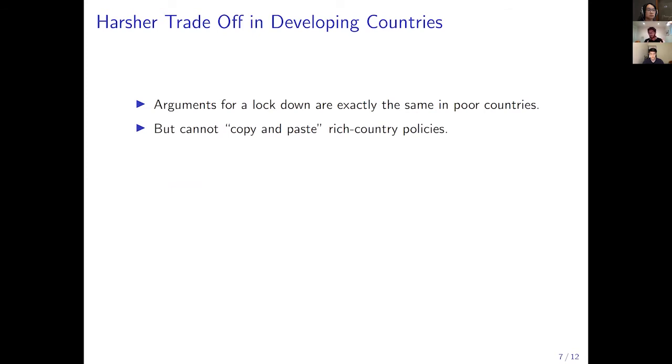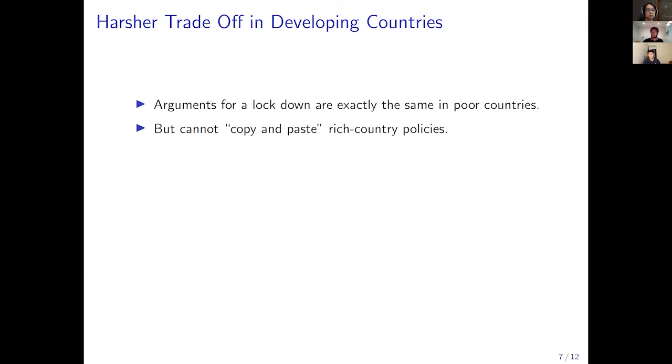Now let's think about all of this in the context of a poor country. All of the arguments for a lockdown that I laid out in the previous slide also apply to a poor country. It is true that if poor countries could implement a lockdown, they would protect their health system better. It would be better for the economy in the sense that you would have fewer people who are infected and diminish any sense of panic. But it doesn't mean that we can just copy and paste whatever policies we see in Australia and New Zealand and implement it across the developing world.